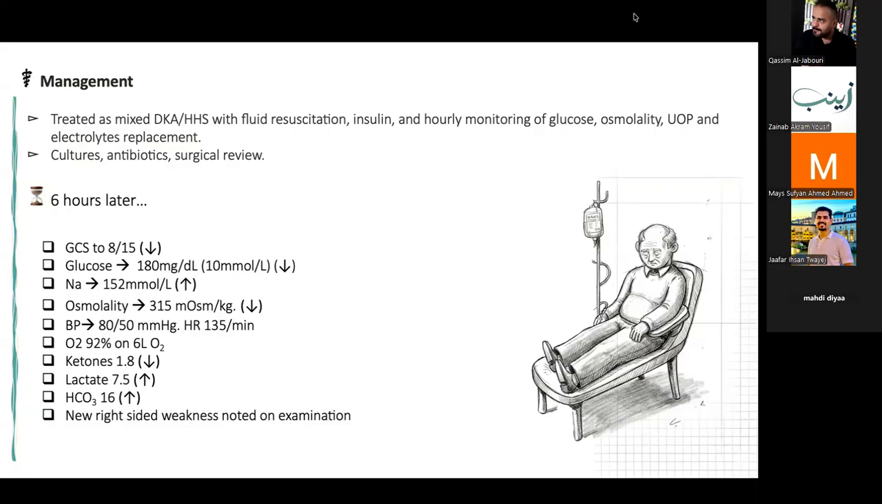We still don't know. You need to have a differential diagnosis list. CVA, of course, definitely need to be ruled out because we have a new right-sided weakness and a drop in GCS, so he needs an urgent CT scan. PE need to be ruled out because someone who is hemodynamically unstable now and become more hypoxic. This is something you need to put on your differential diagnosis list.